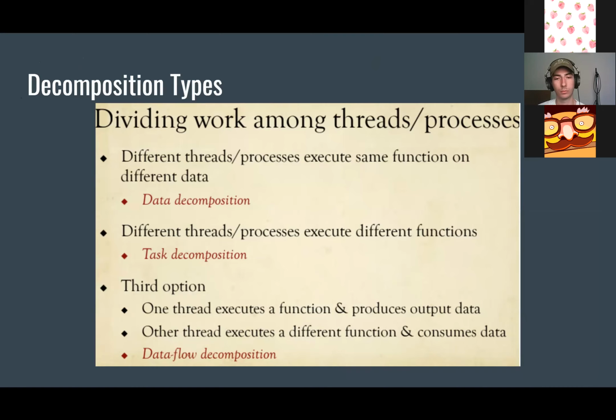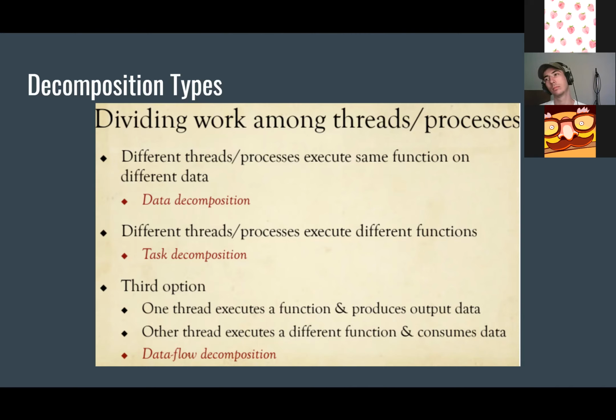So in addition to the shared data, we also have decomposition types. That's just the different ways you can divide the work among threads and processes. So we have two of them: data decomposition and task decomposition. In data decomposition, you have different threads or processes executing the same function on different data.